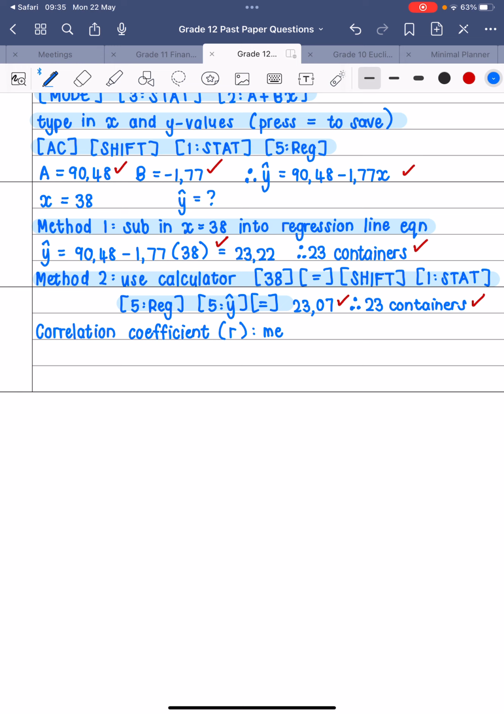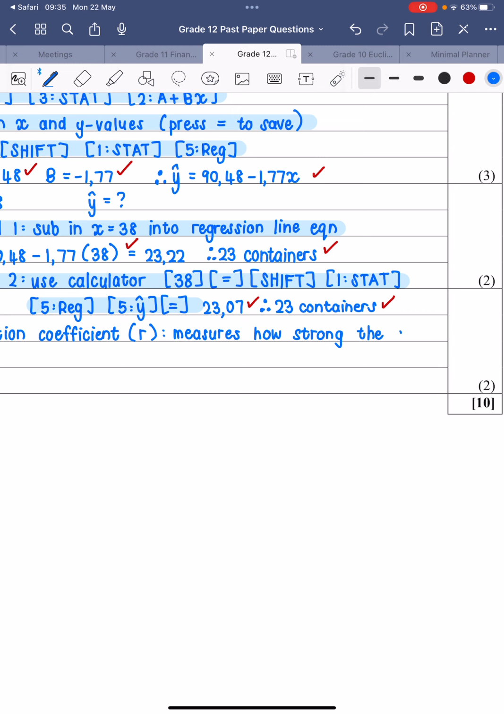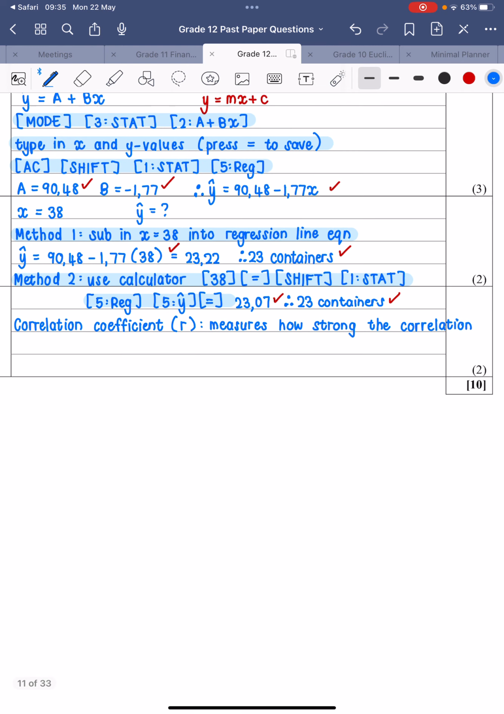So I'm just going to say here, measures how strong the correlation, or you can say relationship if you want, between cost of container and number of containers sold is.